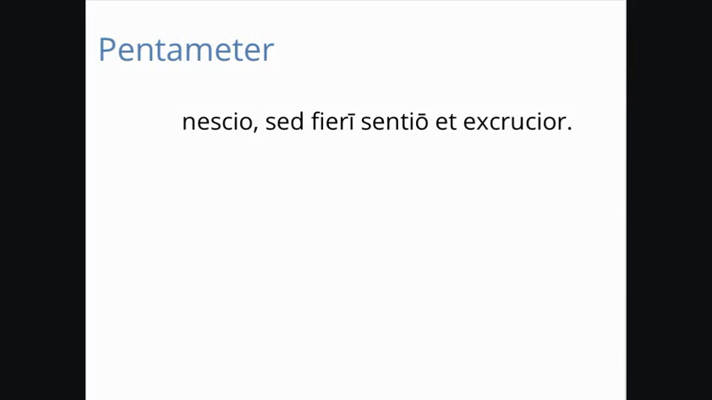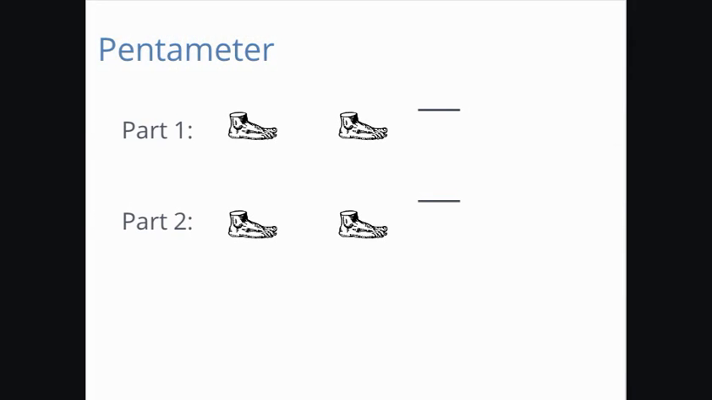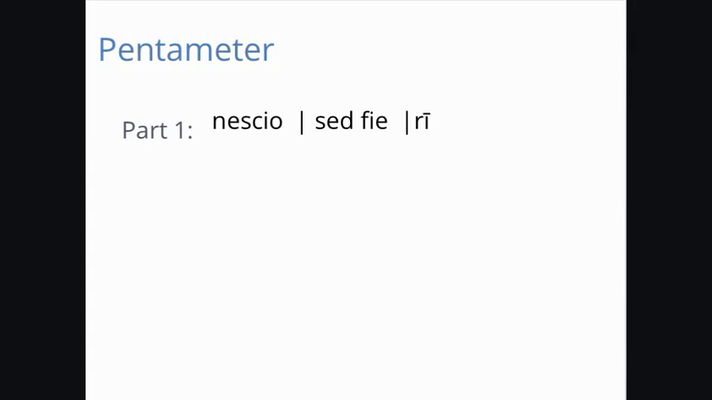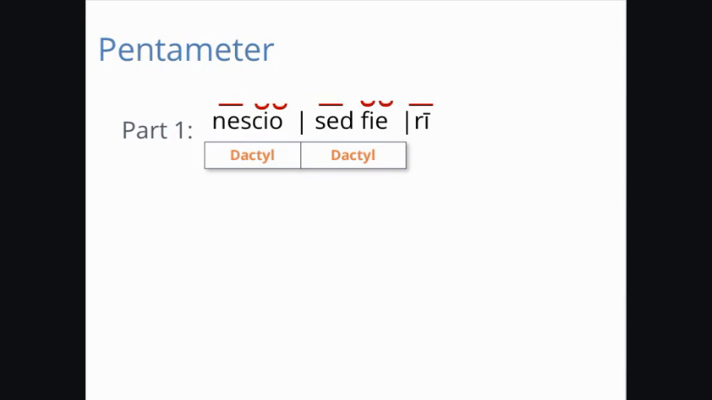The second line is pentameter. Remember that each part contains 2 feet and a long syllable. In this line, we have a dactyl first. The o in nescio and scio is often short in poetry, followed by a dactyl. The last syllable of fieri is the long syllable that closes out the first half of the pentameter.